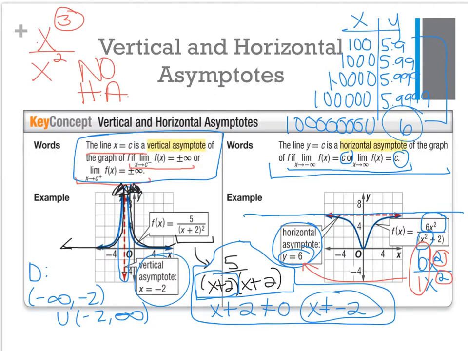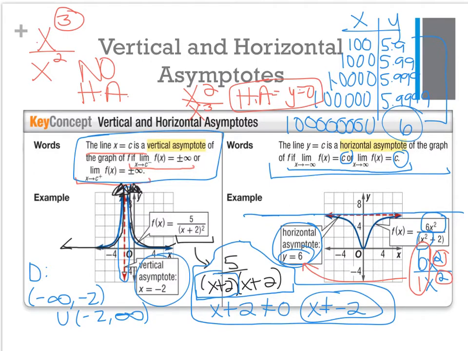If our degree is higher on the bottom than on top, so if we had x squared over x cubed, for example, then our HA, our horizontal asymptote, is y equals 0. So the end behavior of the function would approach y equals 0. We'll be approaching the x-axis. So I just wanted to explain those 3 scenarios there.